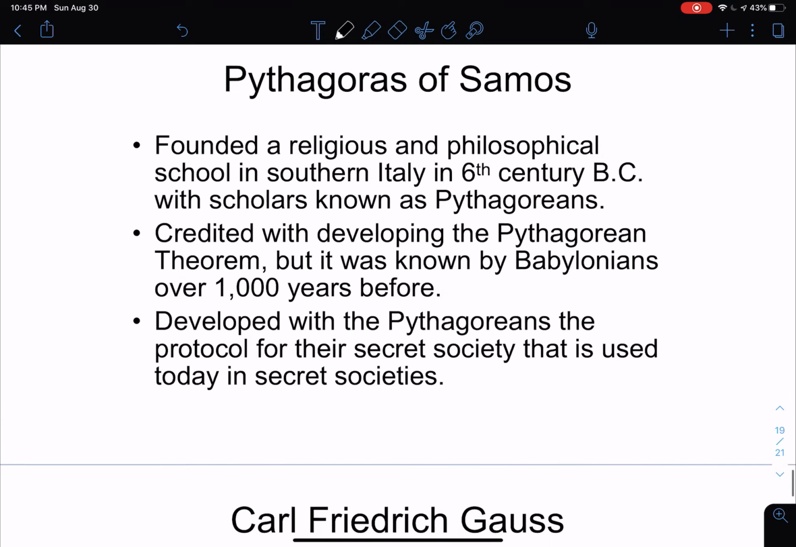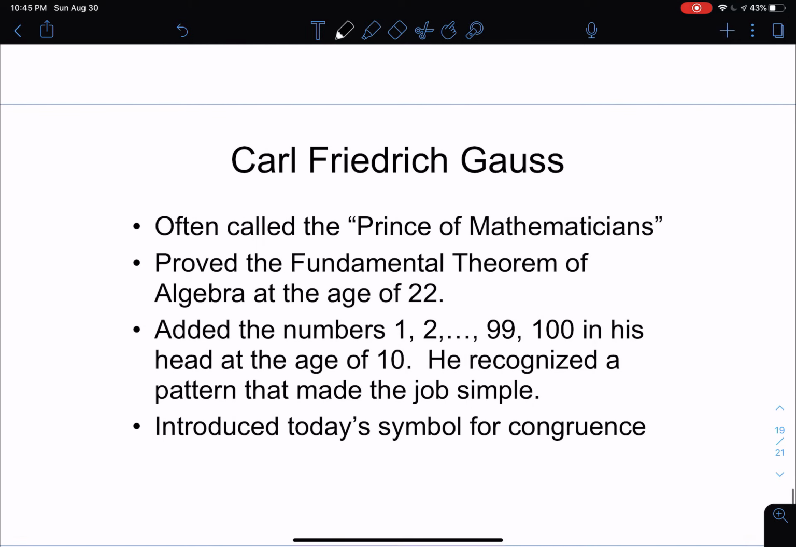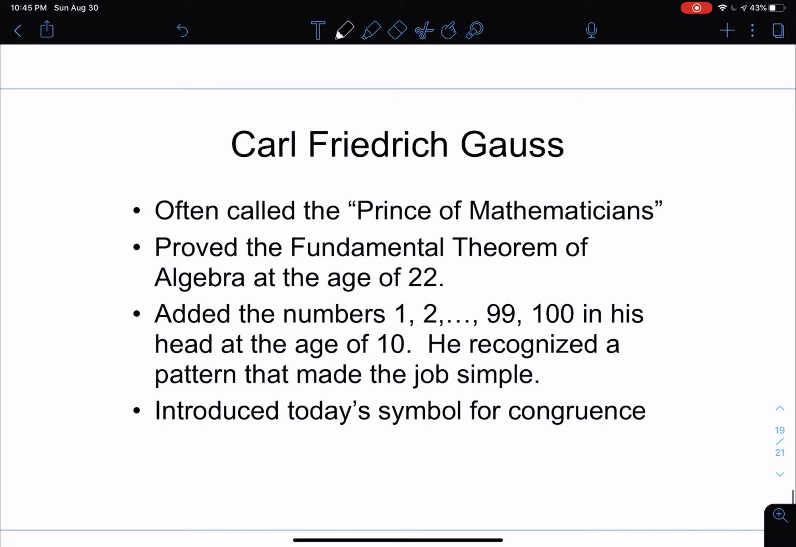All right, one more thing. Carl Friedrich Gauss. Why am I bringing him up? Another mathematician list guy, really neat person, often called the Prince of Mathematicians. That fundamental theorem of algebra, he proved that at the age of 22. It's pretty young for such a major discovery.